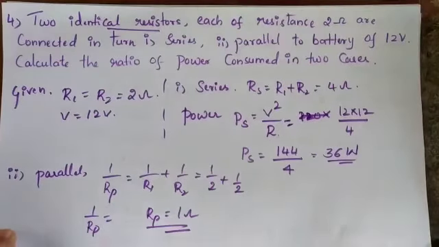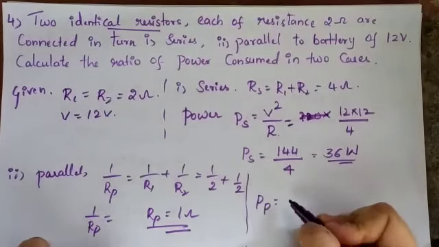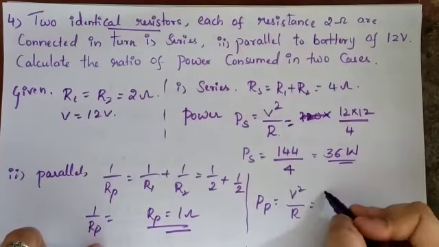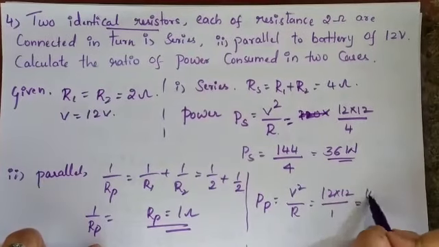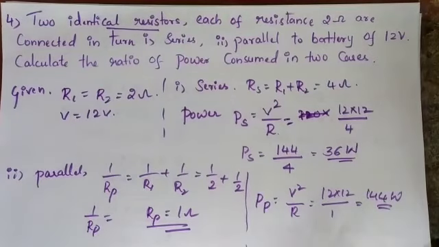Now I have to find the power dissipated here. I'll write PP as the power dissipated in parallel. It is V square by R, so 12 into 12 divided by the R value, 1. So I'll get 144 watt. Now I have got PS, the power dissipated in series, and PP, the power dissipated in parallel, separately.